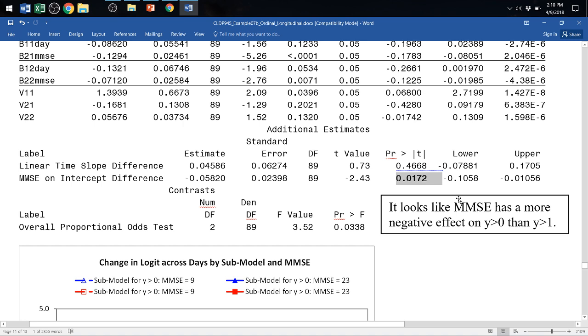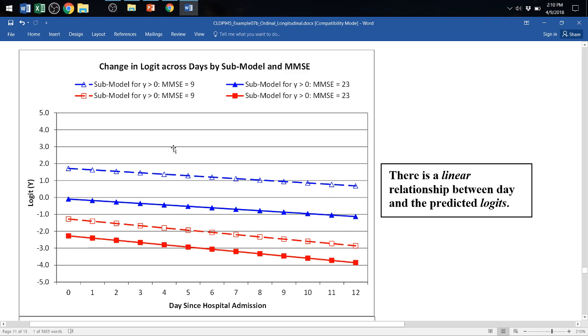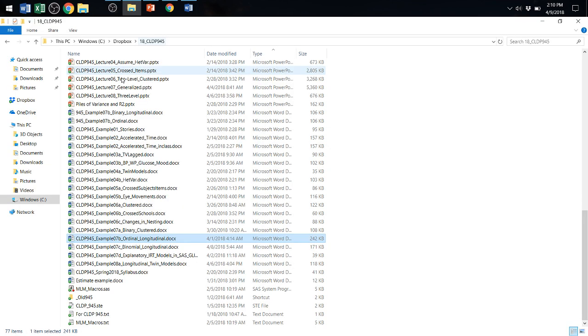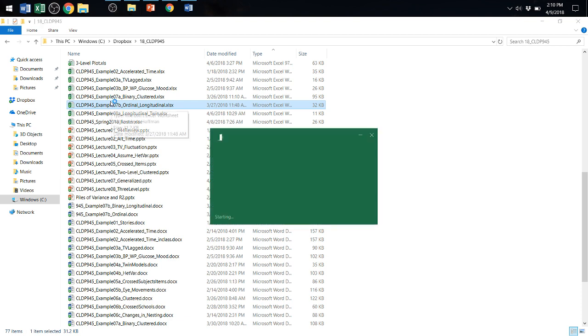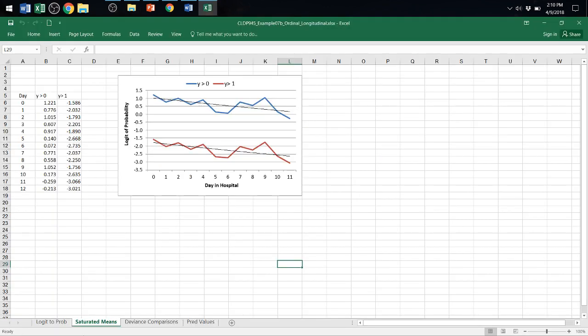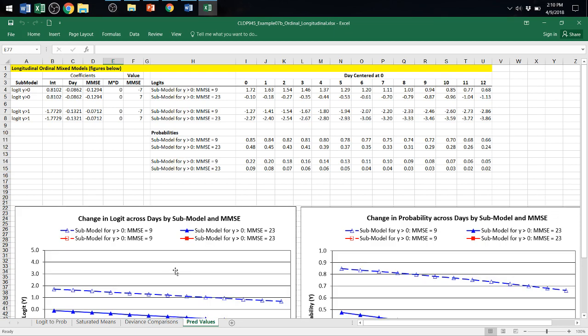And here's a picture. So I made these pictures in Excel. I gave you the spreadsheets with which to do so. Here it is. Let me open this up so you can see how I made them.